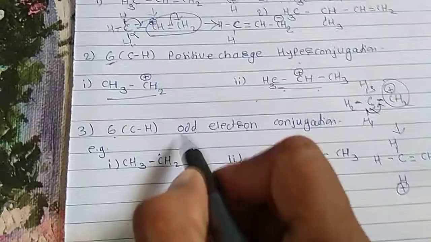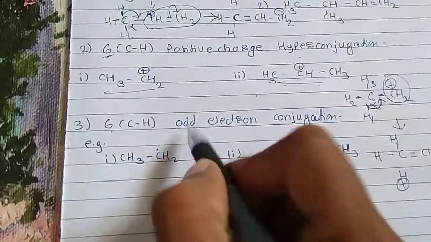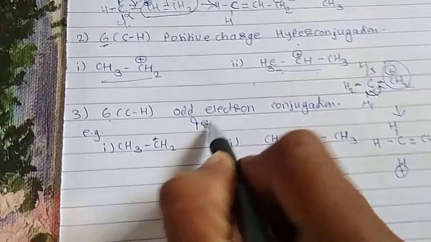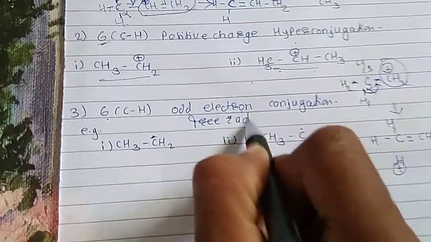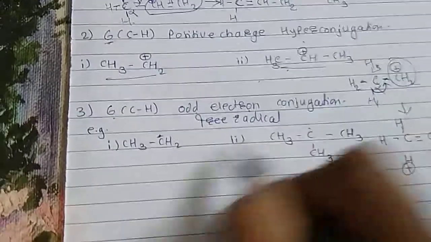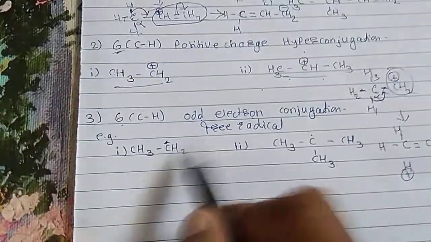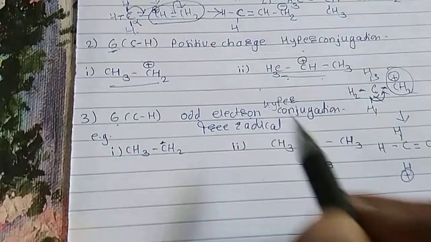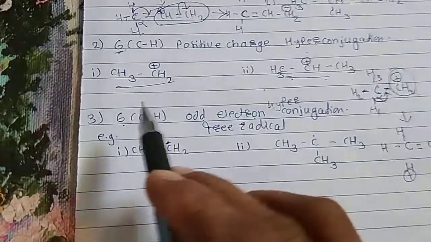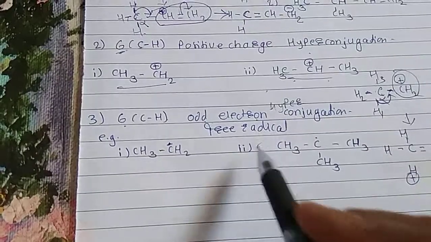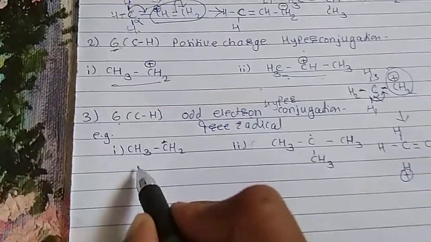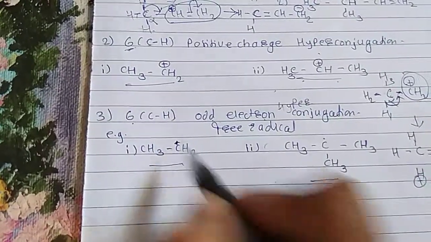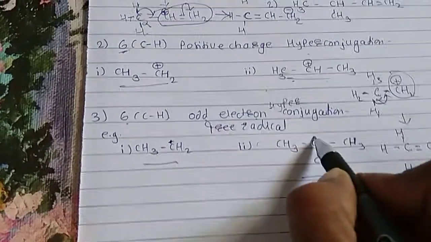That is the odd electron, that is a lone pair, that is a free radical. So this is another hyperconjugation, where the sigma C-H and odd electron conjugation takes place. This is our example: there will be one electron, a free radical, there.